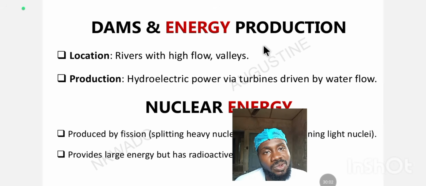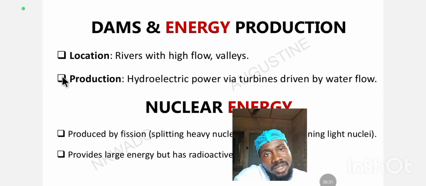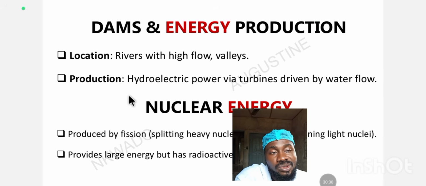Dams and energy production. What is the location of dams? They are usually located in rivers with high flow and valleys. I hope you remember the famous Kainji Dam in Nigeria, our power station where electricity is generated. So how is electrical energy produced from a dam? The electrical energy formed from a dam is called hydroelectricity or hydroelectric power, and it is formed via a turbine driven by water flow.